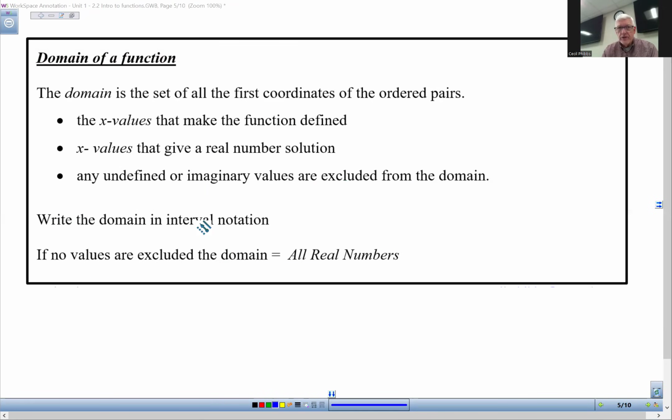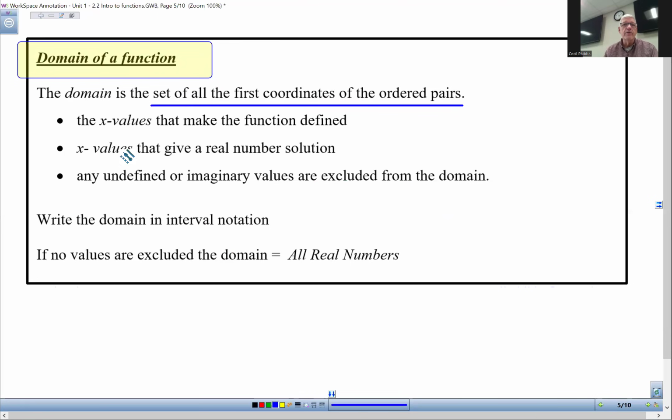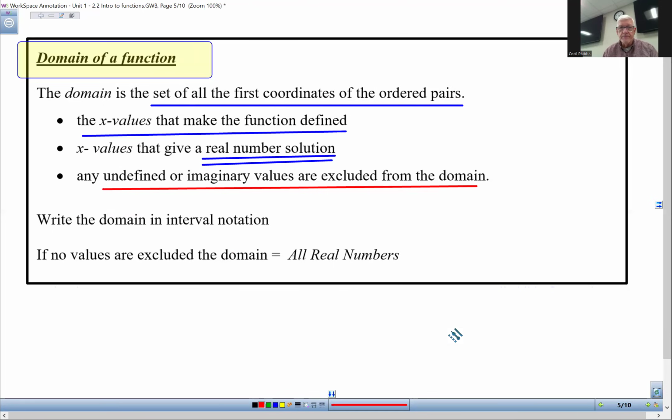All right, the next thing with functions that's important to understand is the domain of a function. So the domain represents the first coordinates. Domain is always your x values. But we want to know what x values define the function. And define means we want to get a real number solution. No imaginary values. So anything that would give us an imaginary value or any value that's not a real number, we would exclude from our domain.